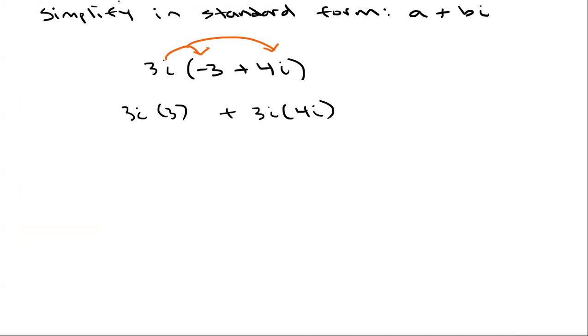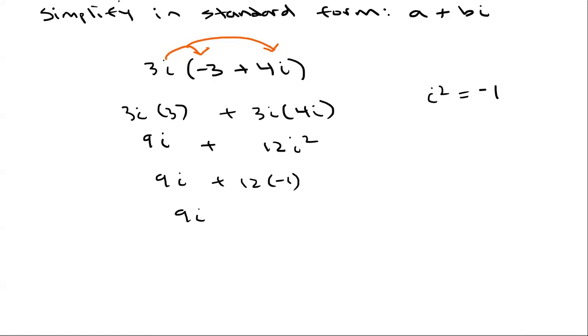The 3i times 3 is going to give us 9i. Then here we have 3 times 4, which is 12, and then i times i, which is going to give us i squared. Now remember, i squared is the same thing as saying -1. So in this case, we'll have 9i plus 12 times -1. That would be 9i minus 12.